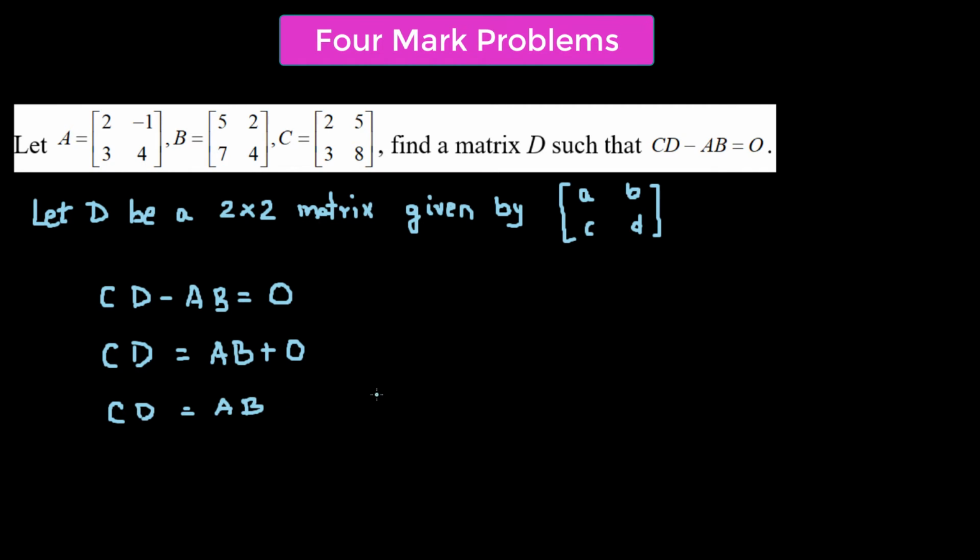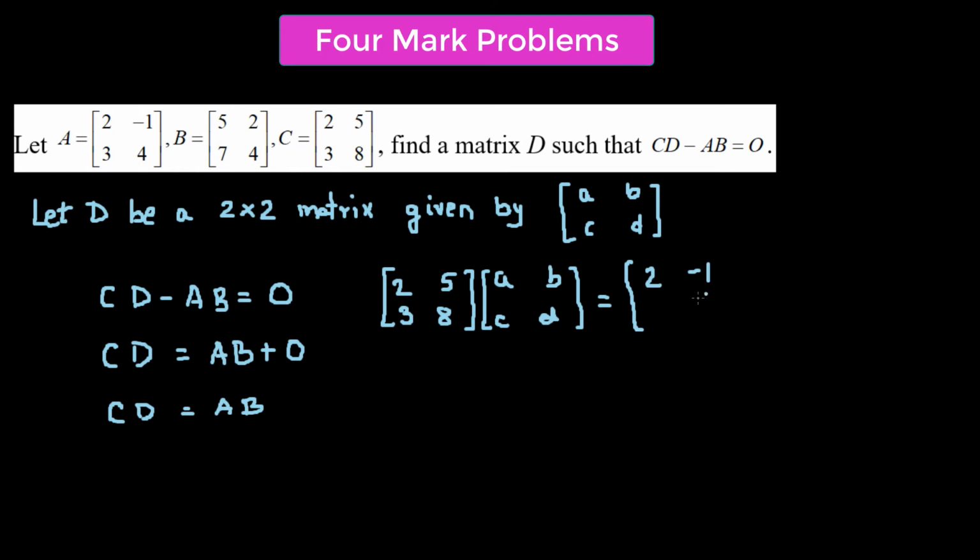Now we plug in the values of all the matrices. So C is 2, 5, 3, 8. Then our assumed matrix D has the values a, b, c, and d. And this is equal to A, which is 2, negative 1, 3, 4, times B, 5, 2, 7, 4. Now we're going to multiply it. So a 2 by 2 matrix multiplied by a 2 by 2 matrix.